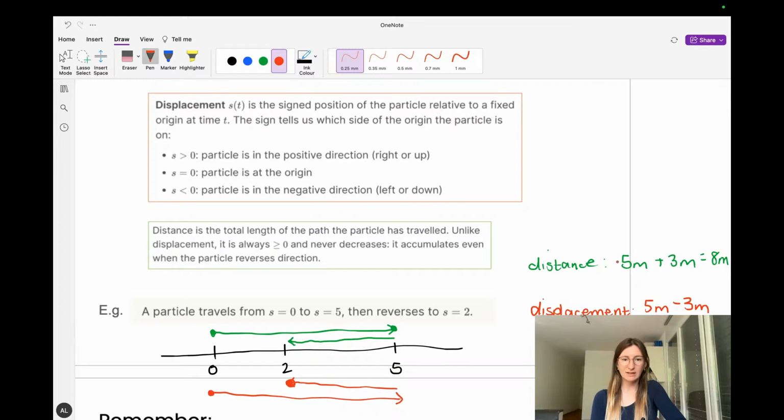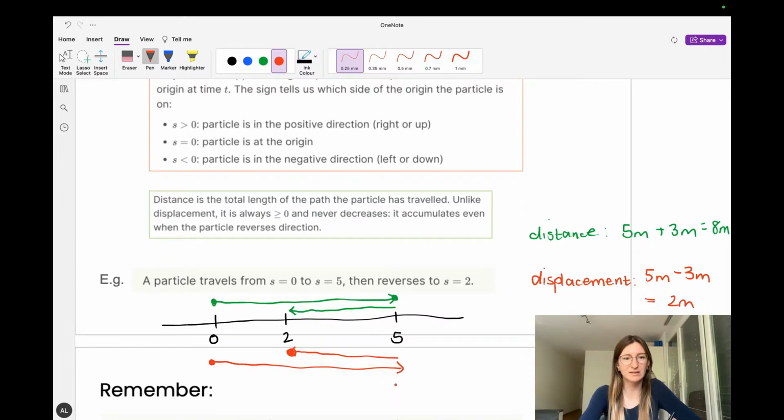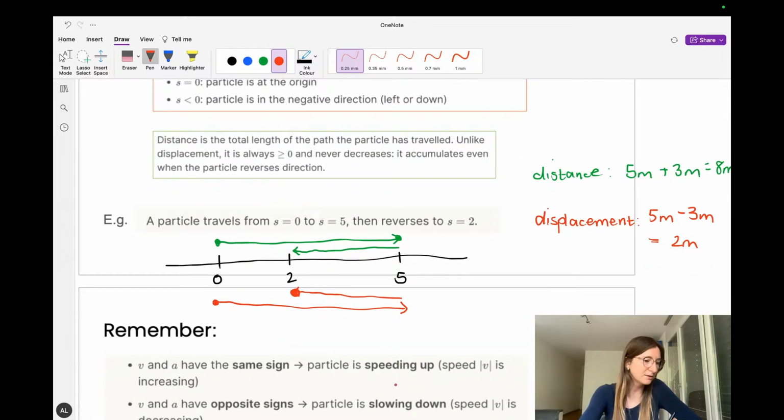So my distance that I traveled was 8 meters altogether, but my displacement, where I went and where I ended, was only actually 2 meters from my start. So that is the difference between distance and displacement. So just to be careful with that.